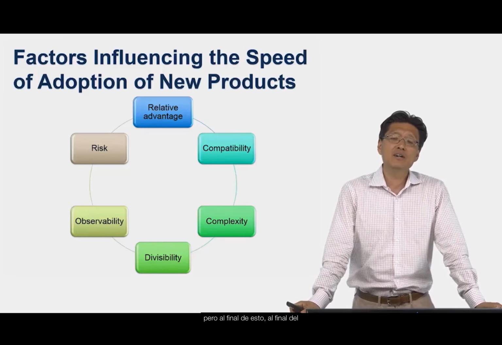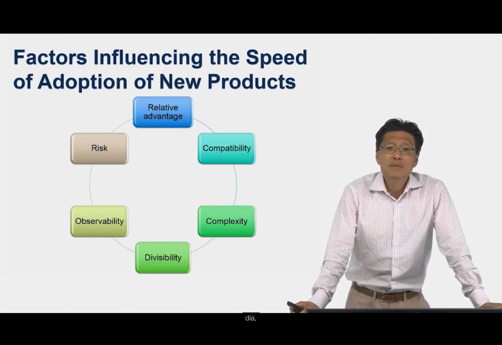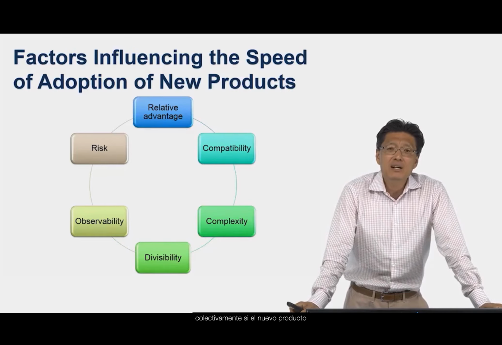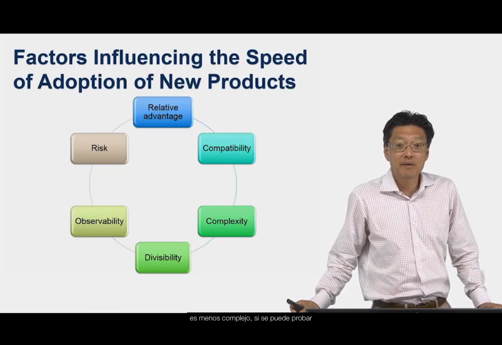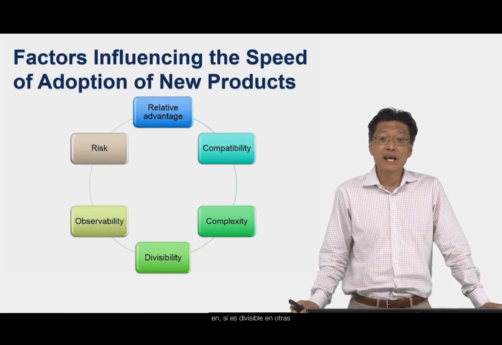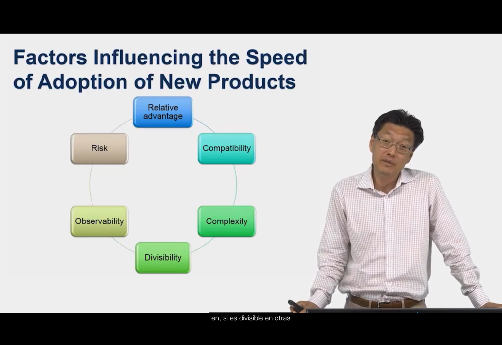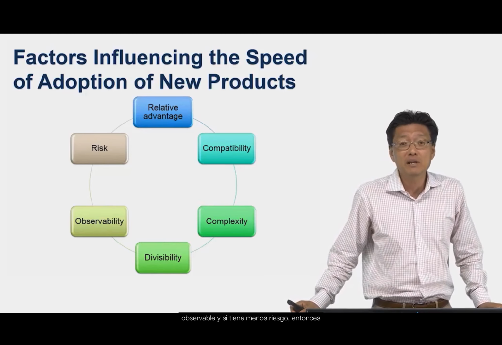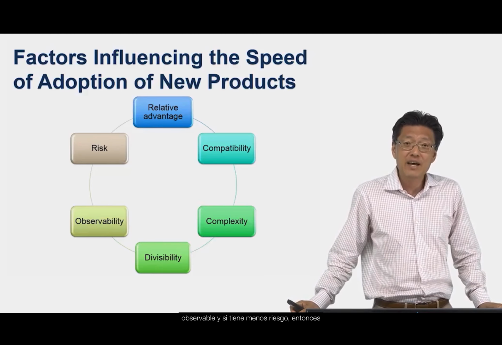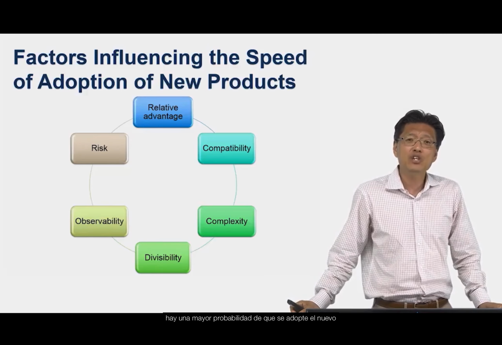But at the end of the day, collectively, if the new product is more compatible, if it has a clear and significant relative advantage, if it's less complex, if it's divisible, in other words, if it can be tried out on an experimental basis, if it is more observable, and if it has less risk, then there's a greater chance that the new product will be adopted.